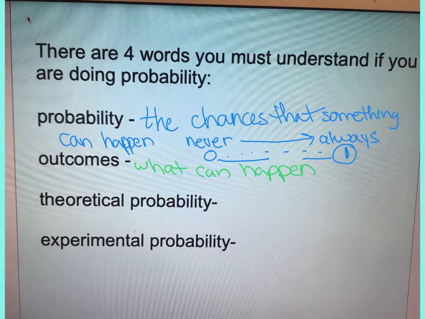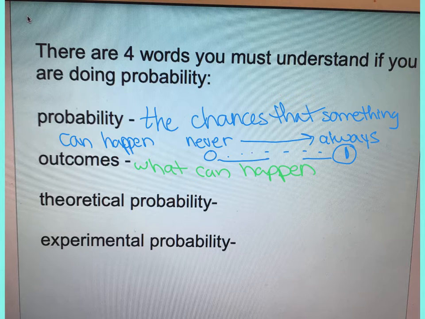If I say, what are the outcomes of rolling a die? I'm assuming you guys would all say you could get a 1, 2, 3, 4, 5, or 6 on a normal die, and that would be what the outcomes are. So that's just what the word outcome means, what could happen.